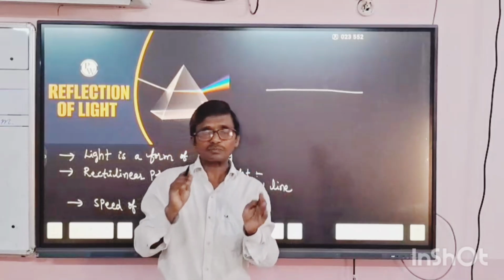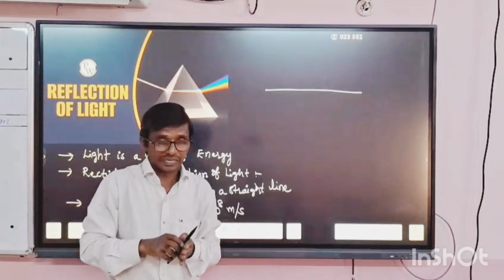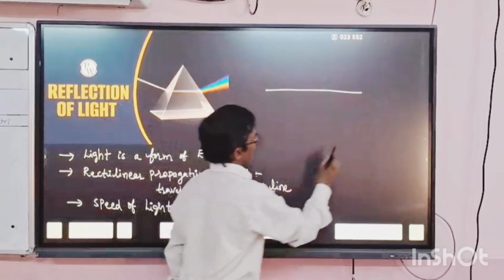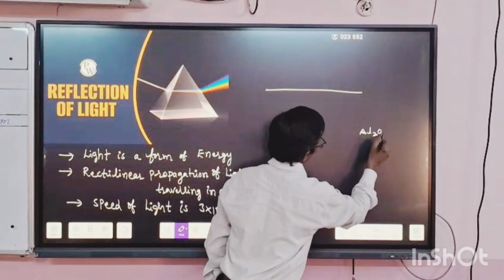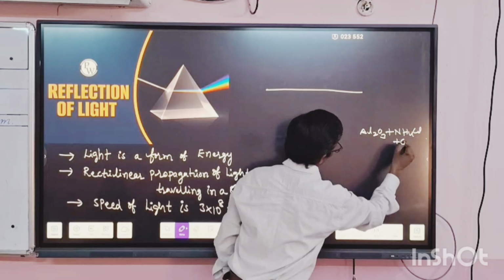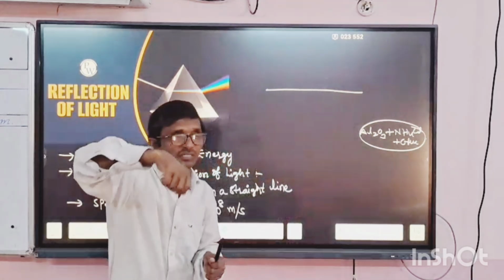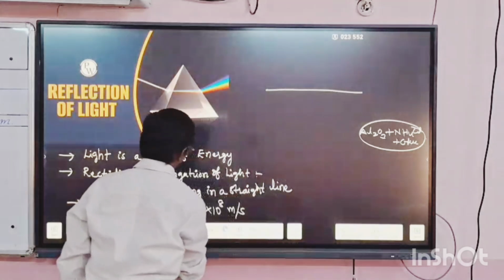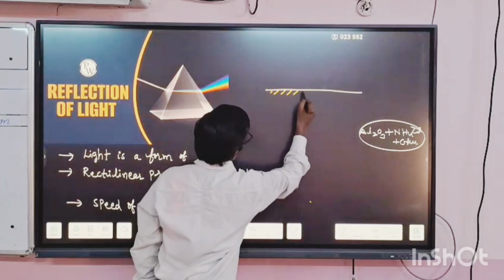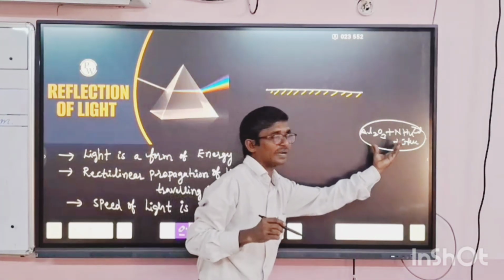How do we make a glass mirror? One side is coated with materials. What materials do we use to coat the mirror? Aluminum oxide, plus ammonium chloride, NH4Cl, plus some glue. These materials are mixed to make a paste. This is coated on the backside of the glass. When we coat the backside of the glass, it becomes a mirror.